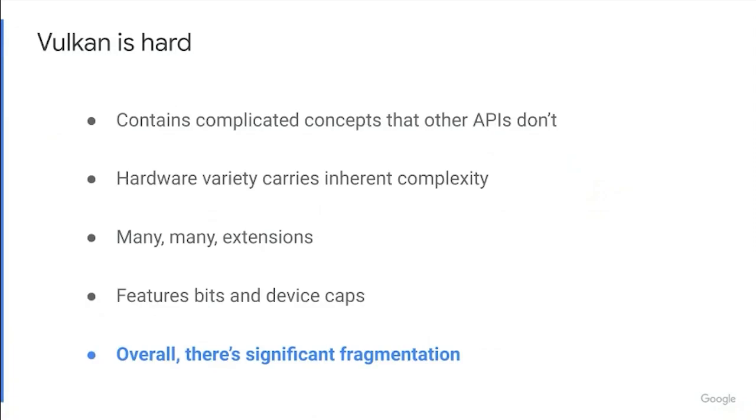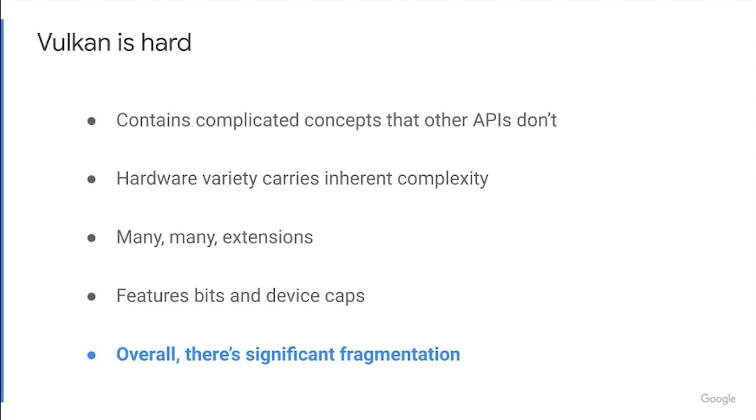The other barrier is Vulkan is hard. It contains complicated concepts that other APIs don't, like the per stage pipeline synchronization. It catches people out sometimes. Transient attachments. Hilariously, I have a note here, something about image layouts, and I don't remember what my point was. There's something about image layouts that's different than other APIs.